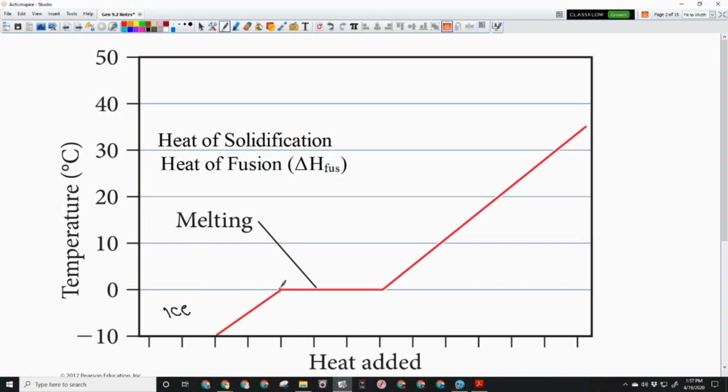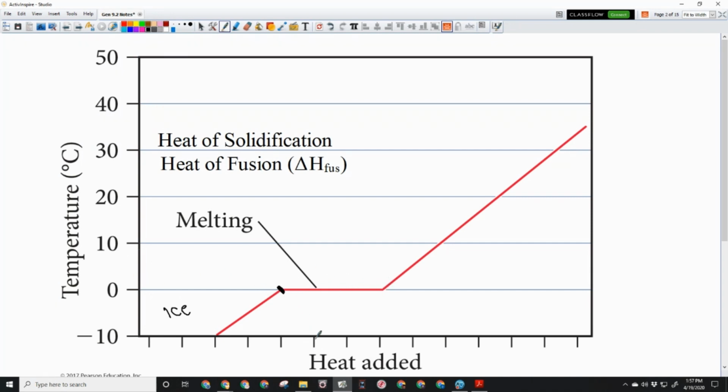Now, solid water at 0 degrees Celsius starts melting. Before that, it's not melting, it's just absorbing heat. But once it hits 0 degrees Celsius, water is going to start melting and going through a phase change. The graph flattens out here at 0 degrees. We're still adding heat and time is still ticking away, but the temperature is not increasing.